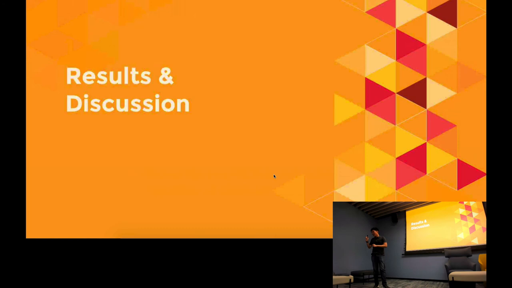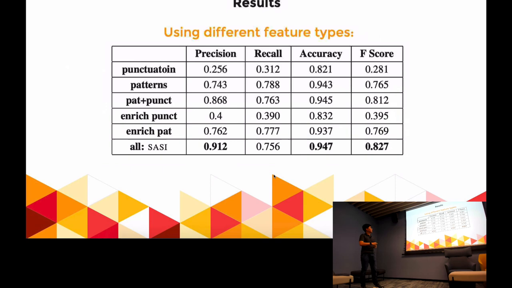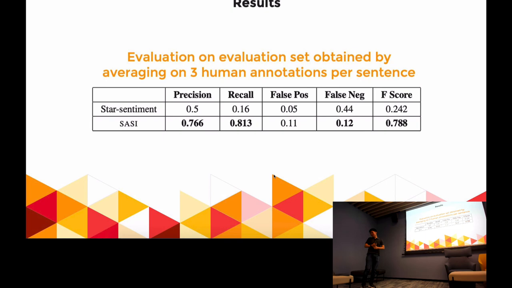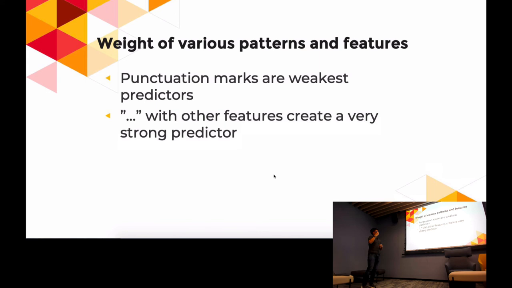Okay, so the results we get: firstly, punctuation is not as good compared to using patterns. Punctuation and patterns are better together, but if we use SASI as a whole, it is best across the board. Interestingly, if we enrich it with data from the Yahoo API, it seems to have improved a little bit. Yeah, it's not too bad. Comparing with our baseline, it seems to be substantially better. Okay, so these are what the authors found.